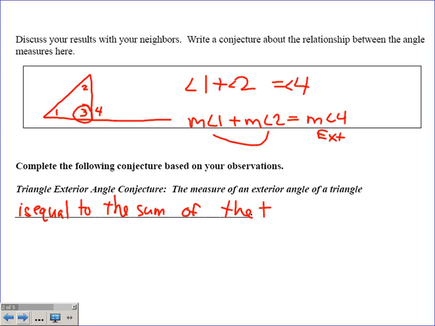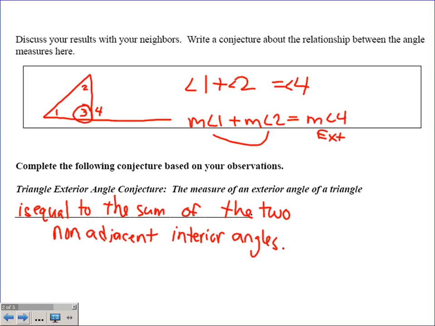The two, this is kind of weird, the two non-adjacent, what is called adjacent interior angles. Okay? So the exterior angle of the triangle is equal to the sum of the two non-adjacent interior angles.